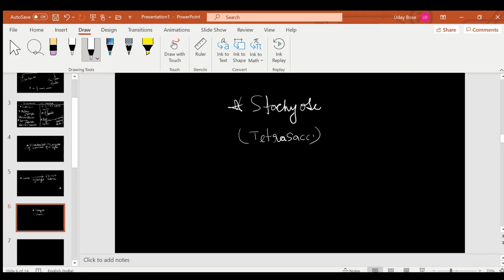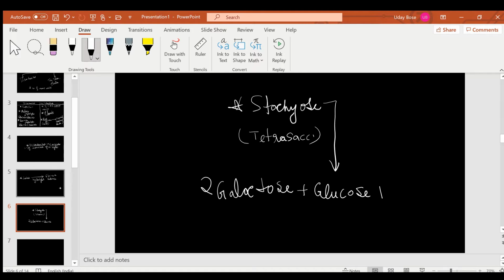It is a tetrasaccharide, which means after hydrolysis you will get 4 units of monosaccharides, which are 2 molecules of galactose, 1 molecule of glucose, and 1 molecule of fructose.